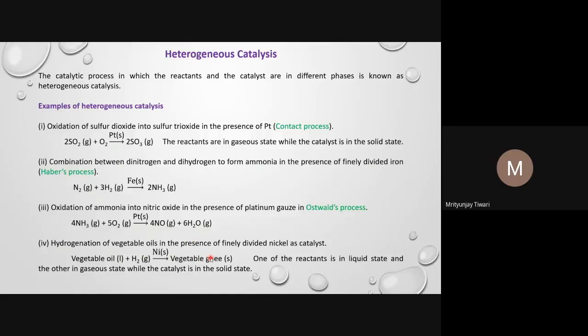Another example of heterogeneous catalysis is the hydrogenation of vegetable oils in the presence of finely divided nickel as a catalyst. So finely divided nickel acts as a catalyst for the hydrogenation of vegetable oils to vegetable ghee. This nickel is a solid, and the vegetable oil, we know, exists in the liquid state, and hydrogen is a gas. So one reactant is in the liquid state, another reactant is in the gaseous state, and the catalyst is in the solid state. So the reactants and the catalyst are in different phases, and this is an example of heterogeneous catalysis.